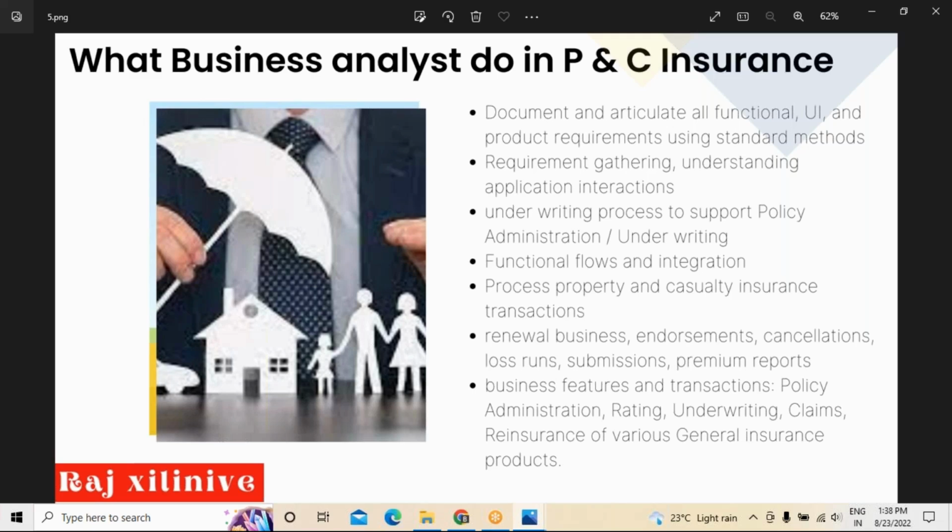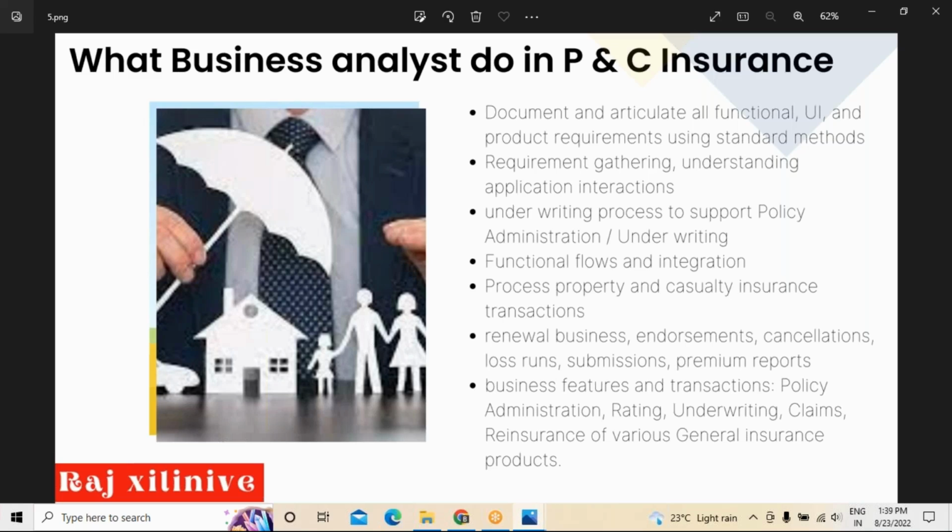So when it comes to the role of a business analyst, the common functionalities are all standard, like requirement gathering, understanding the application integrations, documenting, and articulating the functional user interface designs and product requirements. These are the common things which any business analyst does. So this is irrespective of technology domain.